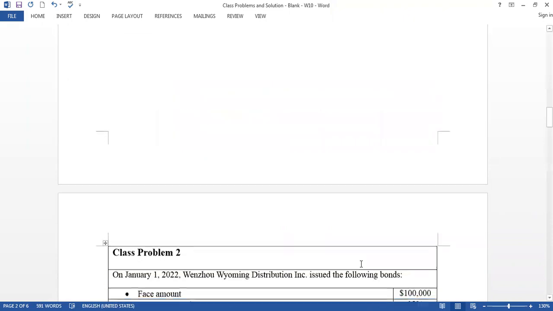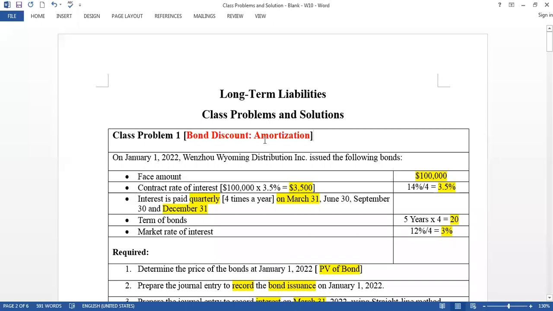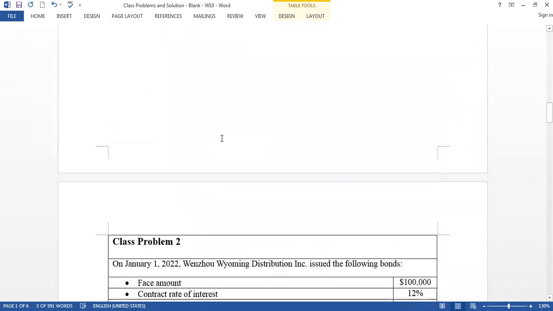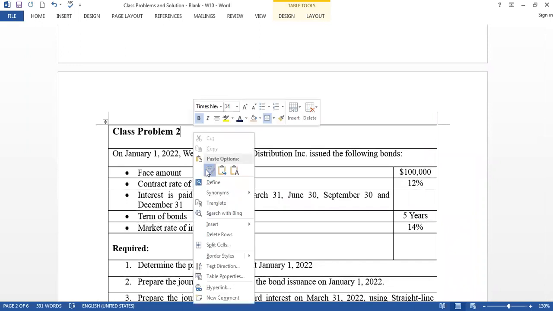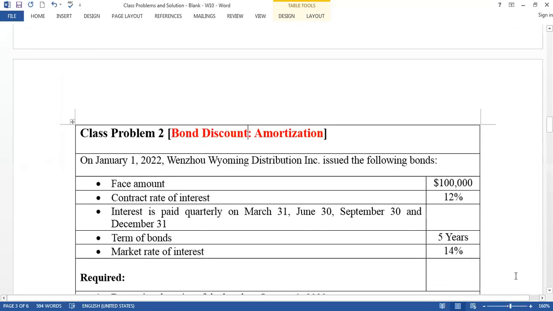Now question 2. Question 2 is about, so this is not bond discount, this is bond premium. So question 1 is about bond premium. Now we are going to see question 2. This is about bond discount.